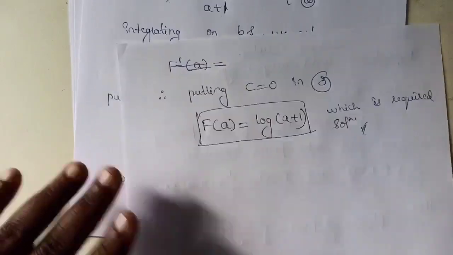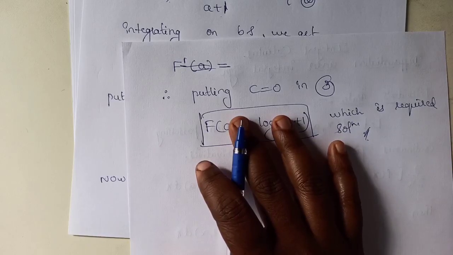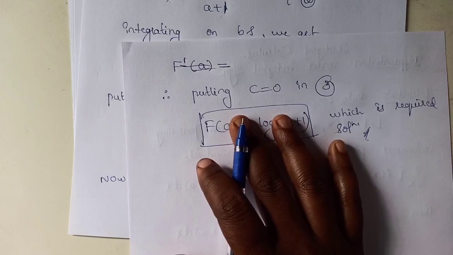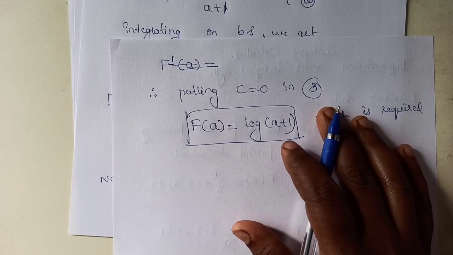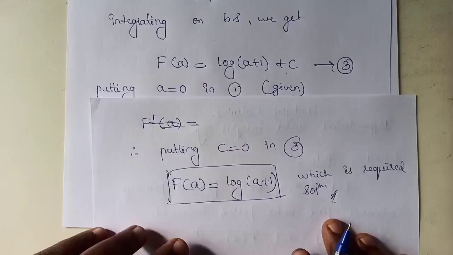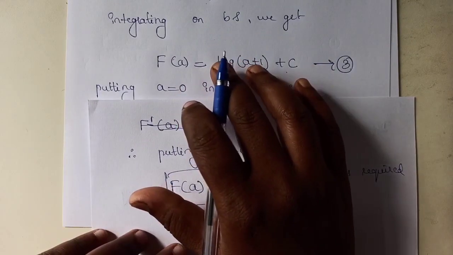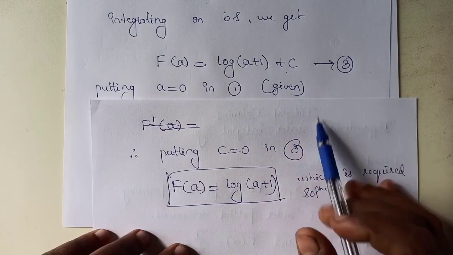So that means by using Leibniz theorem, first we have to partially differentiate the given function, then we go for integration. After integrating, we substitute a equals 0 in the given function, and there we get the c value. After substituting the c value in equation 3, after integrating we get some answer. In that, after substituting c equals 0, we get the required answer.